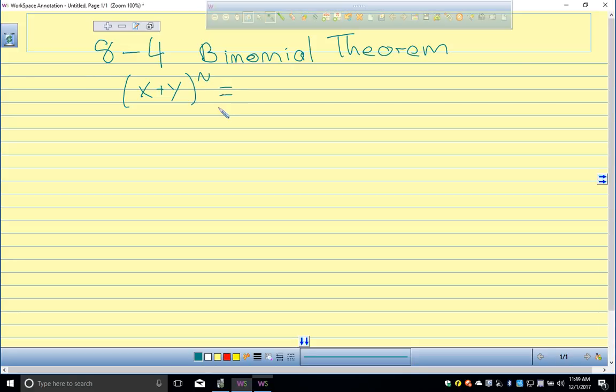How many of you have seen the binomial theorem before? A few of you. Maybe you saw it last year. Did you do it last year? Oh, in ninth grade.